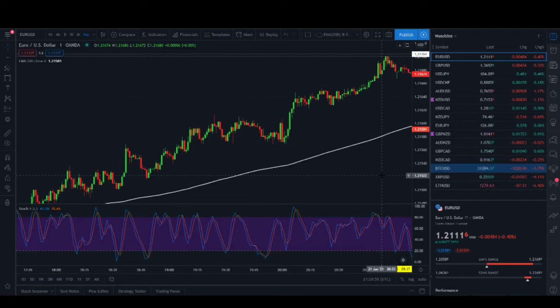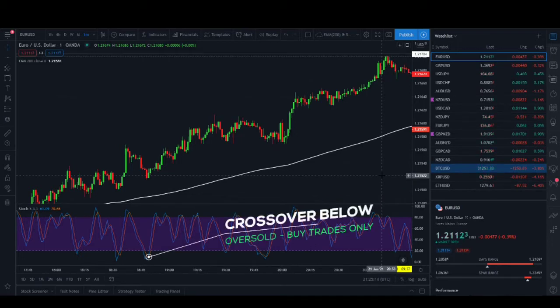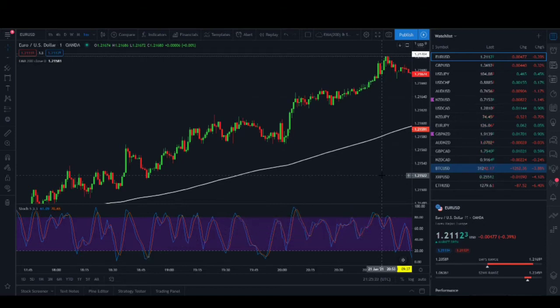The stochastics is basically for telling us where to enter those trades, and the key principle of the indicator is that whenever you have a crossover at the top of the area, it's an overbought market and we will be looking for sell trades. On the other hand, if we have a crossover in the lower area, we will be looking for buy trades because it's an oversold zone. So this is super important for you to understand how this tool works in Forex trading.